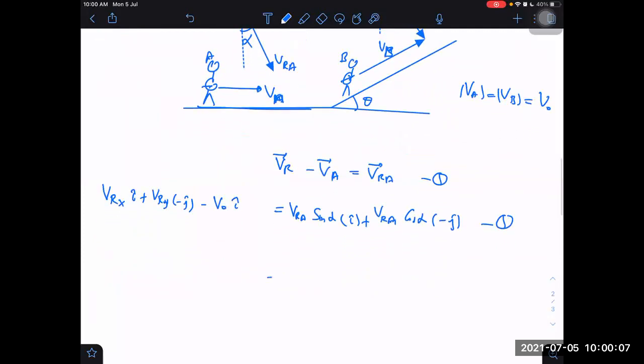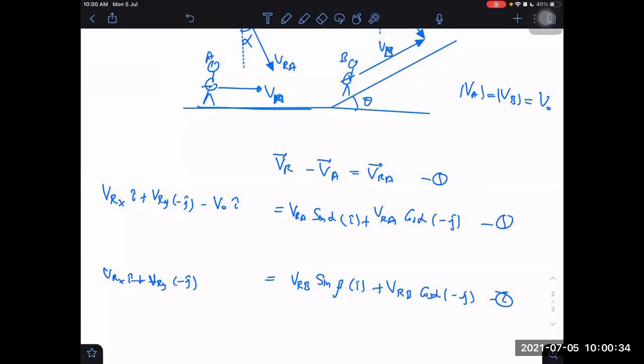What would be the second equation? The second equation is in the same way, but A will be replaced by B. VRB sin beta along i cap plus VRB cos alpha along minus j cap. And on the other side we are getting VRX along i cap plus, sorry, VRY along minus j cap.